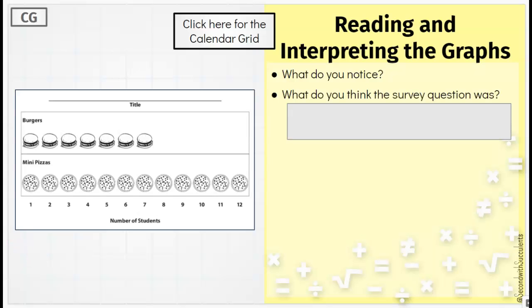Now when we look at a graph, we always want to think about the information we're getting from that graph, or the data. That's information. We usually are asking some type of question. What do you think the survey question for this graph was? What are we trying to find out?